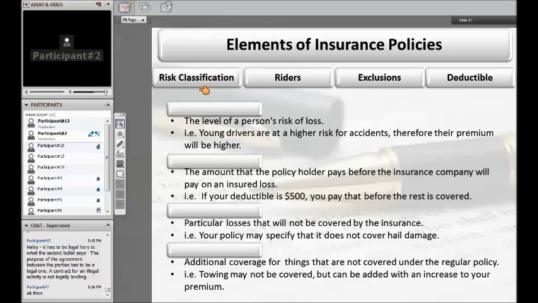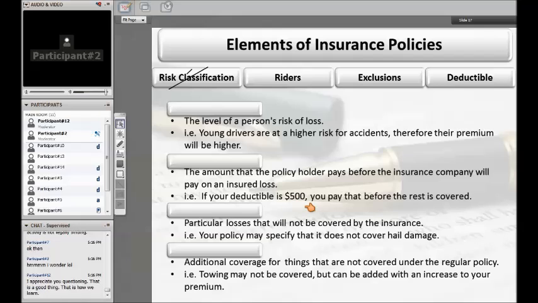Is this going to be, we've already got that one is gone, so let's cross that one out. Okay, so is this going to be a rider? Is it going to be exclusions, or is it going to be D, deductibles? Yep, you guys got it. I put that little hint in there. It is a deductible. That's the amount that the policyholder will pay before the insurance company will pay for the loss. All right. Particular losses that will not be covered by the insurance company. An example of this would be your policy may specify that it does not cover hail damage. Is this going to be, we've got two left, is it B, riders, or C, exclusions?